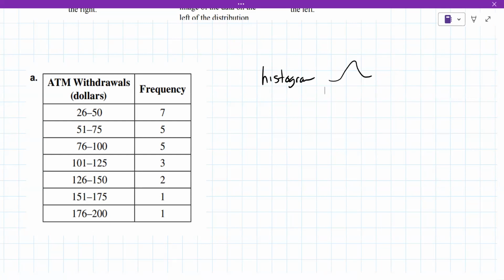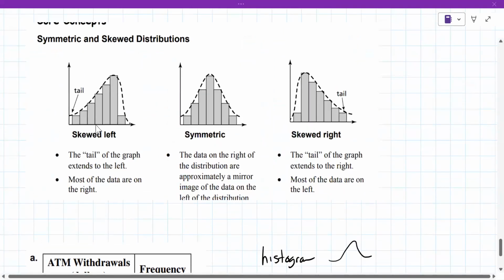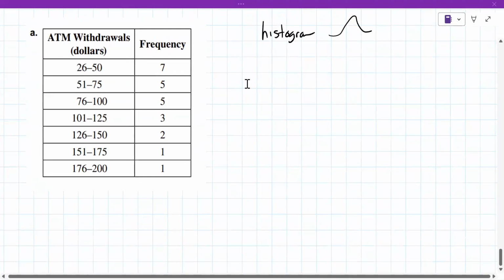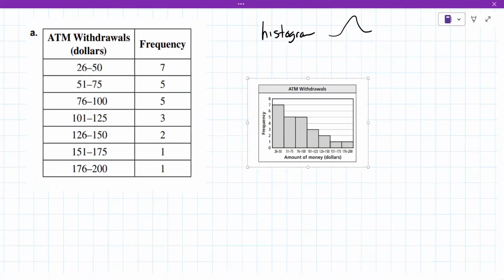Okay, I finished. And then try to put a curve over it. And the data is streaks. Is it skewed left, symmetric, or skewed right? Skewed right. It is skewed right. Good. Here's what it looks like or should look like.